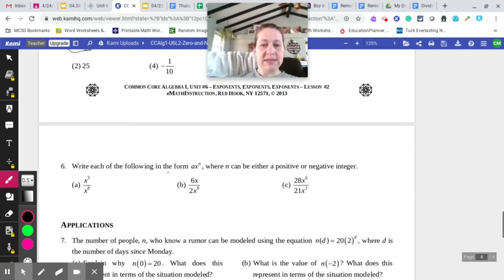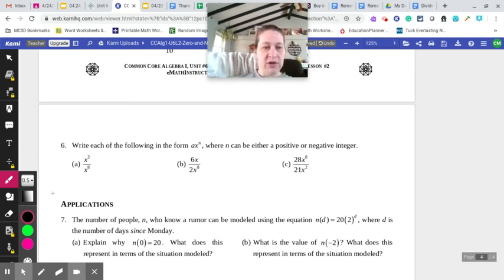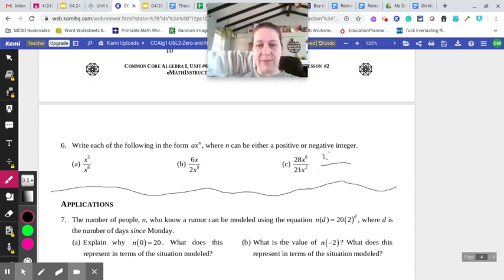Okay. And 6 is your last problem. And I'm only going to do letter C. That looks the most difficult. So you don't have to do any problems after 6. Okay. 28 divided by 21. Both are divisible by 7. 28 divided by 7 is 4. 21 divided by 7 is 3. Okay. Let's look at our exponents. 6 is the largest exponent, so that means my x is going to go on the top.